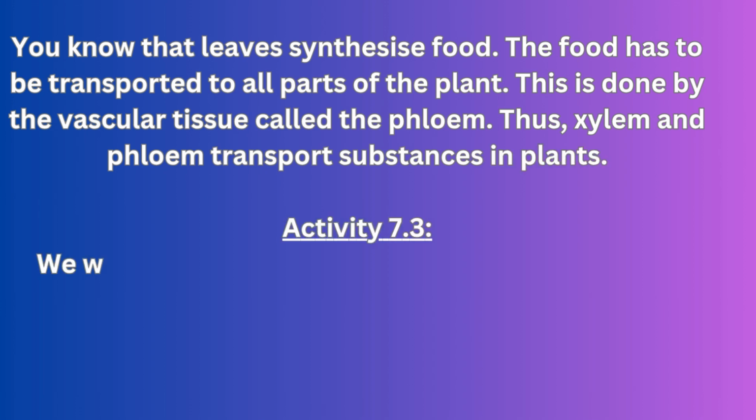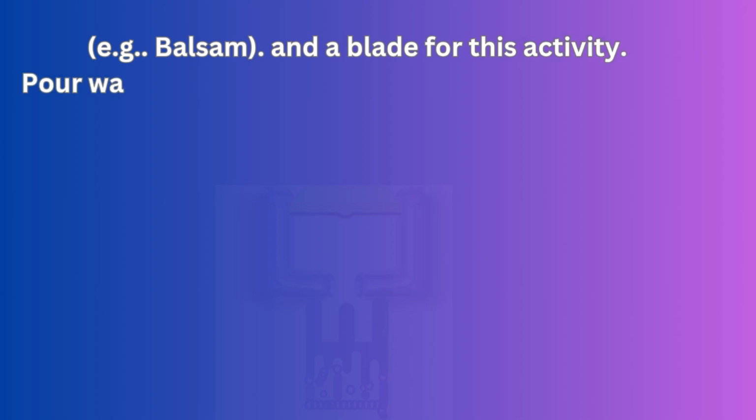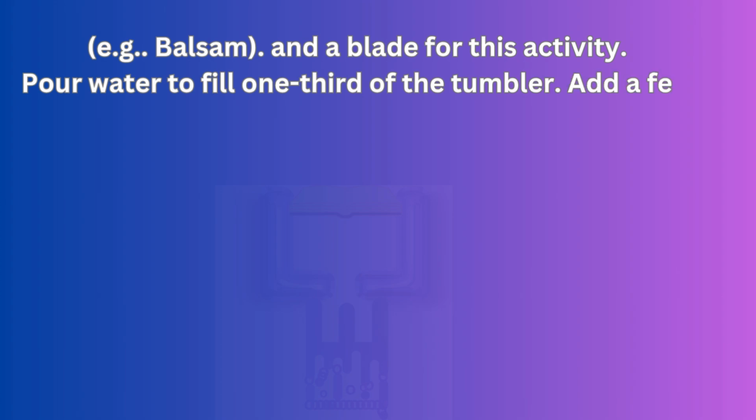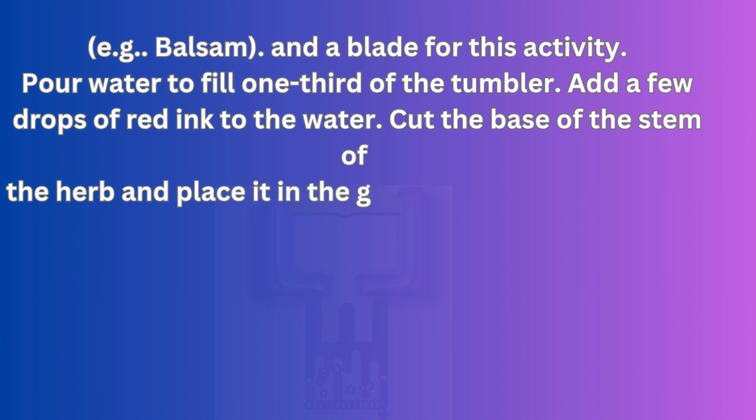Activity 7.3. We would require a glass tumbler, water, red ink, a tender herb, e.g. balsam, and a blade for this activity. Pour water to fill 1/3 of the tumbler. Add a few drops of red ink to the water. Cut the base of the stem of the herb and place it in the glass as shown in figure 7.8a.